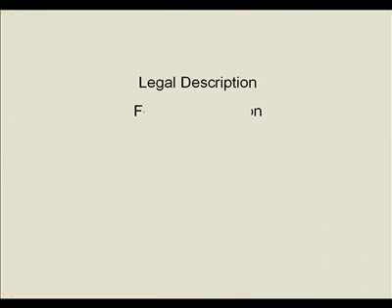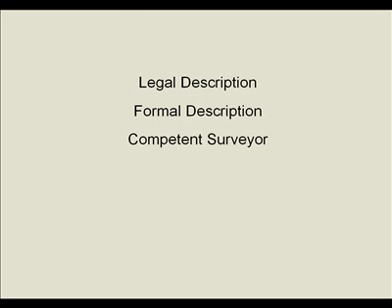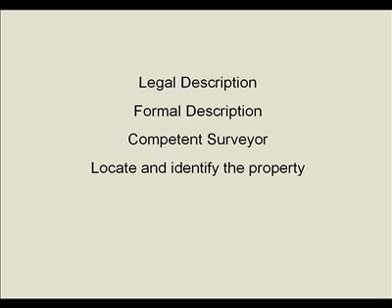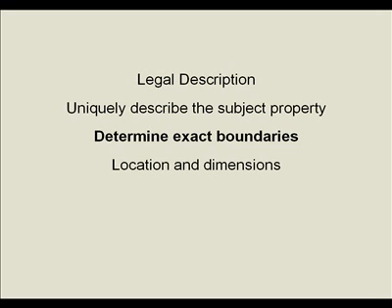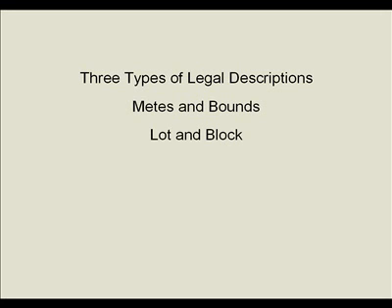A legal description is a formal description of real property, which could be given to a competent surveyor, and she or he could locate and identify the property using that legal description. The legal description should uniquely describe the subject property and determine the exact boundaries, that is, the location and dimensions of the property. The 3 types of legal description are meets and bounds, lot and block, and rectangular survey. Let's review each of them.